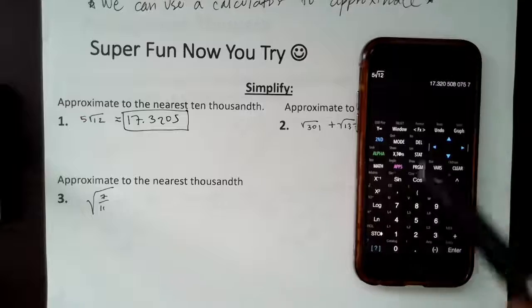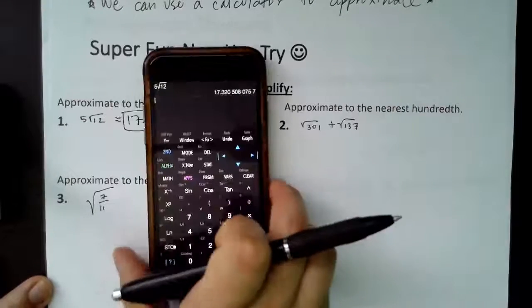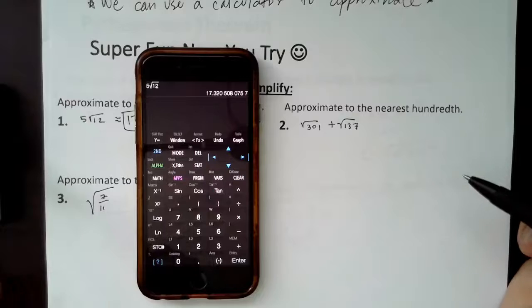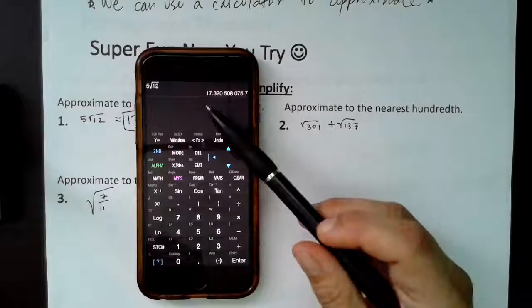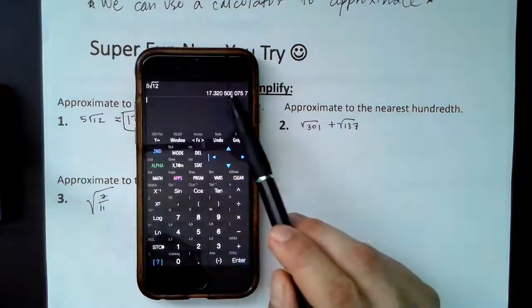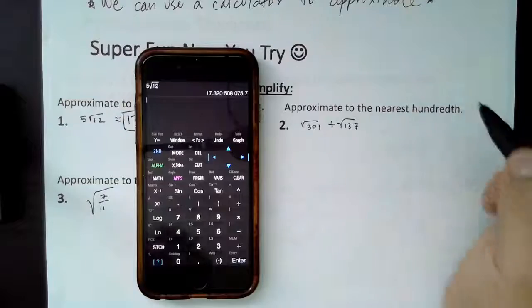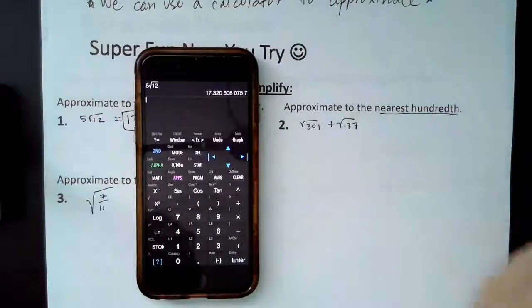It's not too bad, you can go ahead and do that. But there are other ways you can do it. If you have a simpler calculator, you can calculate the square root part first, then multiply that by 5, and then round to wherever you need to. In this case, they want the nearest hundredth.